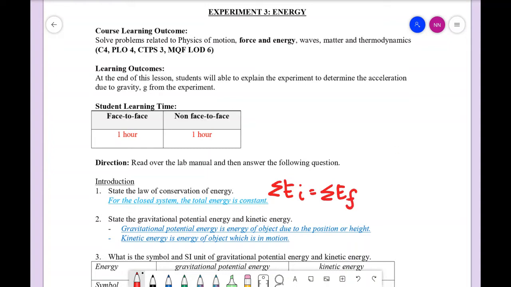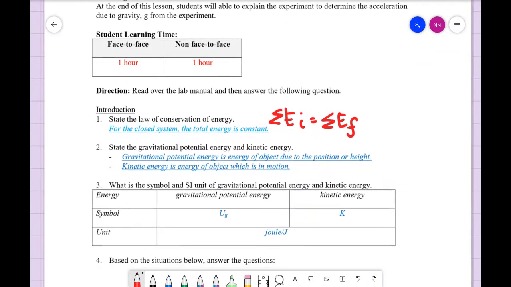Okay, number 2, state the gravitational potential energy and kinetic energy. Gravitational potential energy is energy of an object due to the position or height, and kinetic energy is energy of an object which is in motion. When the object moves, the object has kinetic energy.